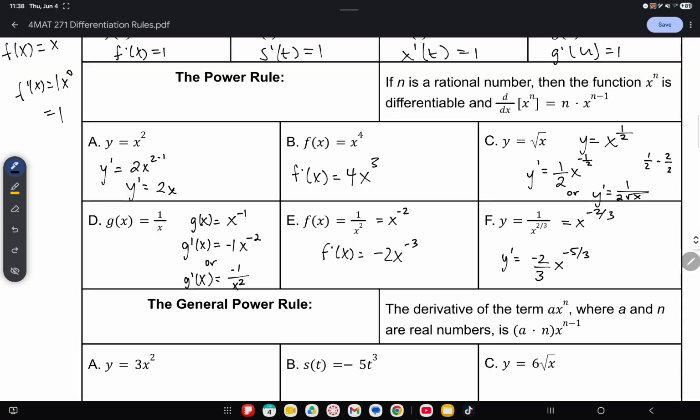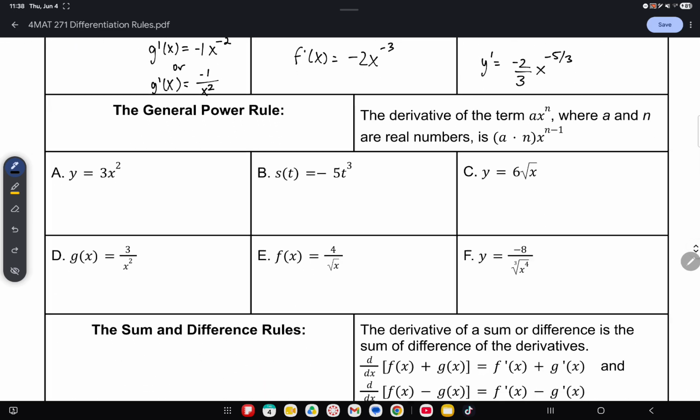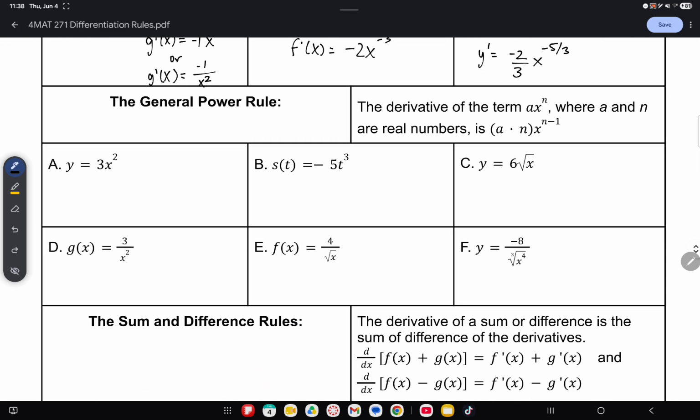All right, now all these examples A through F for this power rule did not have a constant multiplier or a coefficient out front. And there will be cases where we do have them. So what can we do? We can still apply the power rule, just when we multiply by n, or that exponent out front, if there's already a number out there to begin with, we can multiply those two together.